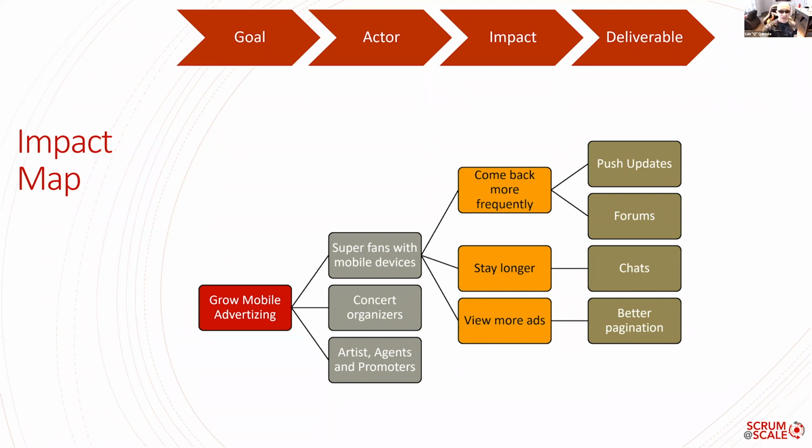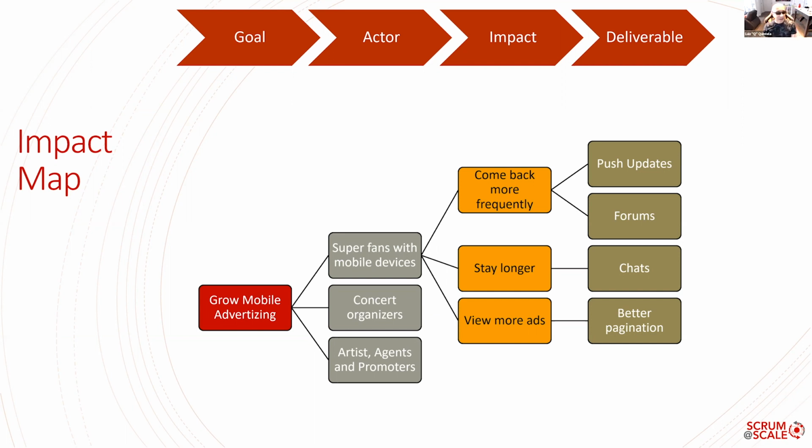As you can see, each actor, for instance the fans with mobile devices, has an impact: come back more frequently. That's the impact you want to cause. Stay longer on the site, view more ads. All those things are part of the idea of growing mobile advertising. And then at the very end, once you understand these first 3 things, goal, actor, and impact, you also have the deliverables. For instance, push updates or forums to come back more frequently. Stay longer? Well, create a chat window on your site. View more ads? Yeah, better pagination, stick as many ads there as possible.